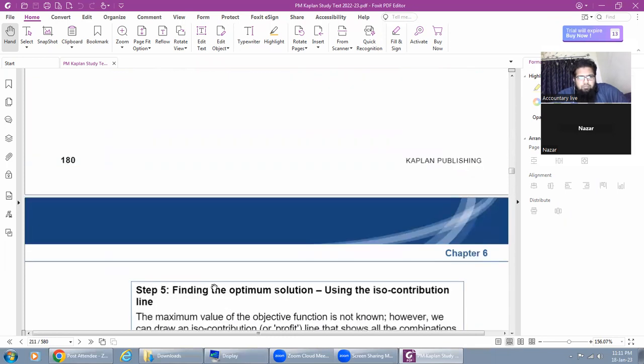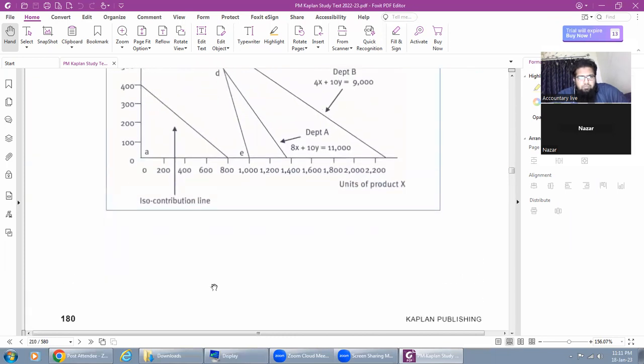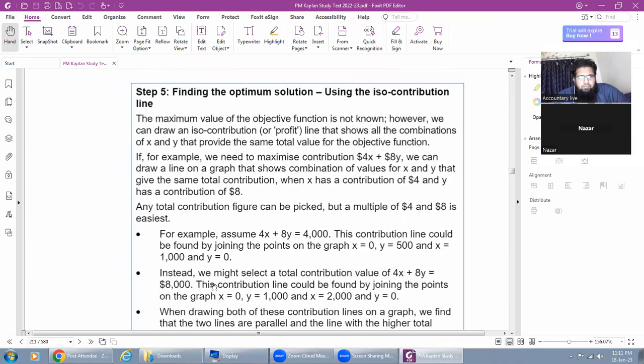Now, finding the optimum solution using the iso-contribution line. The maximum value of the objective function is not known. However, we can draw an iso-contribution or profit line that shows all the combinations of X and Y that provide the same total value for the objective function.